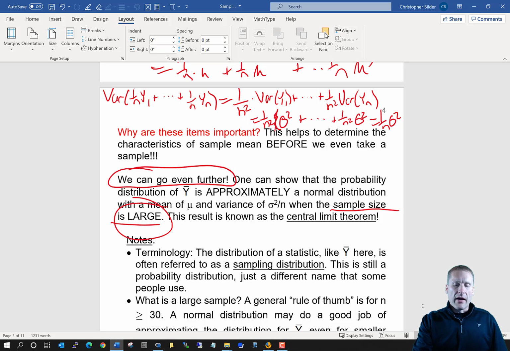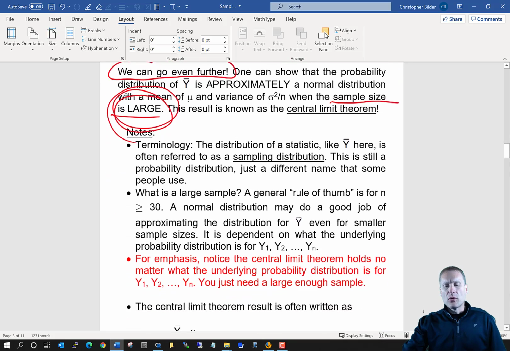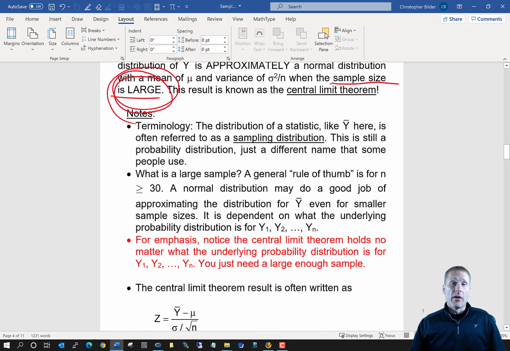So this all works out if my sample is large. What does large mean? Well, a general rule of thumb is a sample size greater than or equal to 30 when we're dealing with y bar. But this can work out even if you have a smaller sample than that. Just in a general sense, for all situations, as long as you have a sample size greater than or equal to 30, this tends to work out very, very well in terms of the probability distribution of y bar being approximated by a normal distribution.